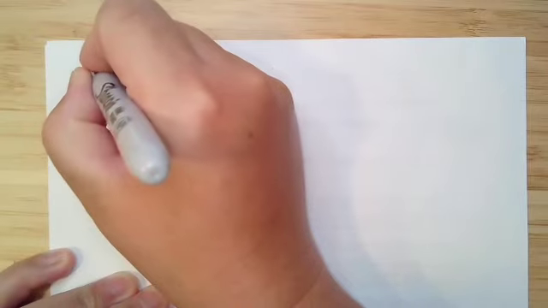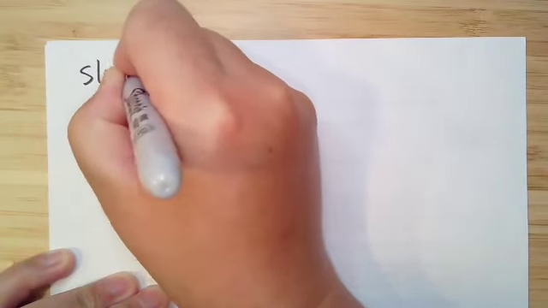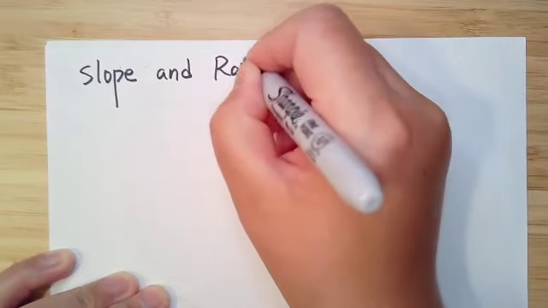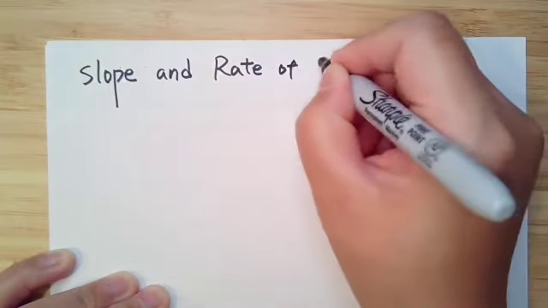All right. Let me introduce a couple of important concepts for graphing. That's called slope and rate of change.